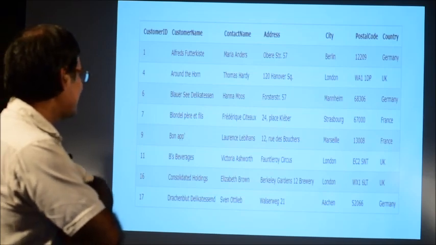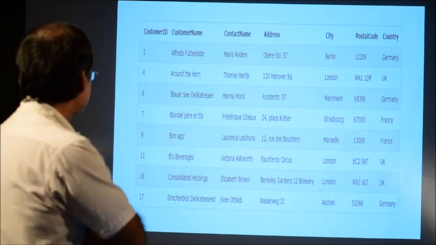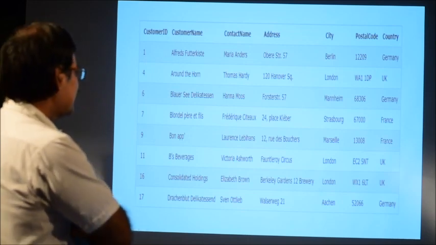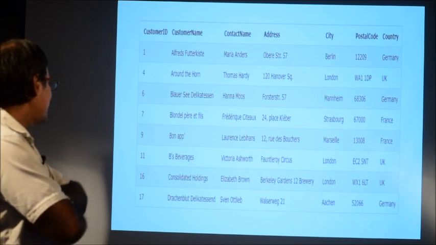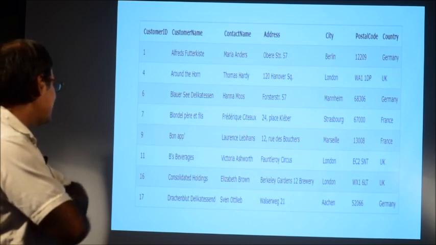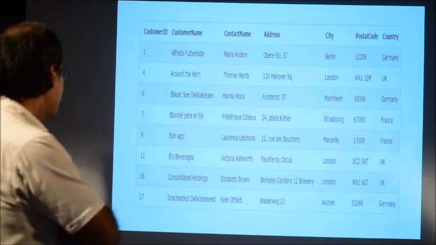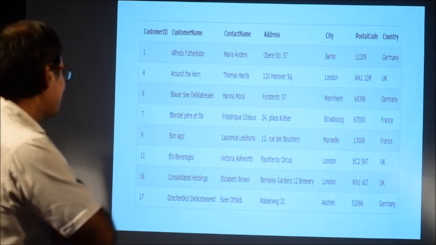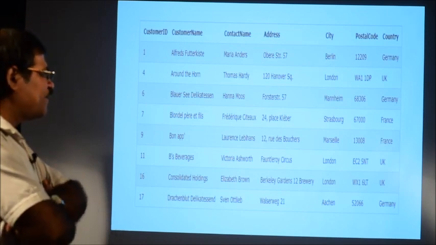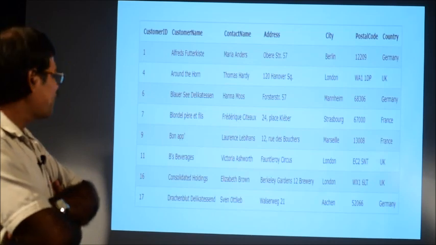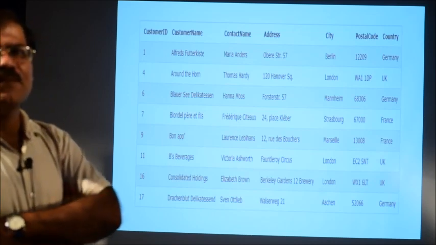11 is selected because the country name is UK. Customer ID 12, 13, 14, 15 are not selected because they belong to other countries. 16 is selected because the country name is UK. Similarly 17 is selected because the country name is Germany.